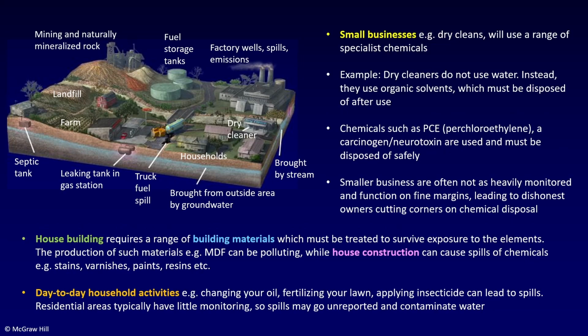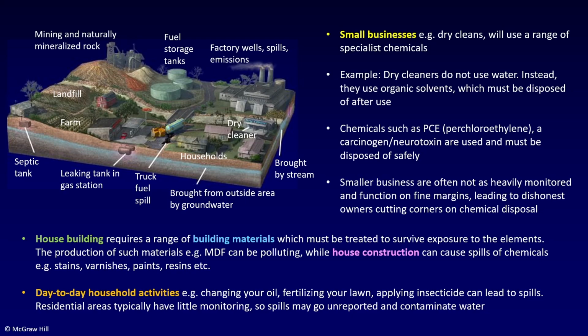So, the final source of contamination we're going to look at are small businesses and residential use. So, in terms of small businesses, a dry cleaners is a classic example of a possible business that could lead to the release of dangerous chemicals into the water supply. And that's because a lot of these small businesses use specialist chemicals. And you have to remember that the number of small businesses is considerably higher than the number of really large manufacturing sites. And so the combined effect of small businesses is actually greater than large manufacturing facilities.